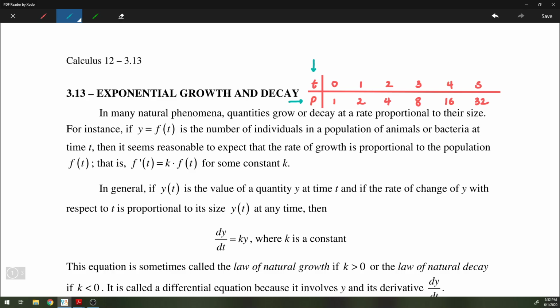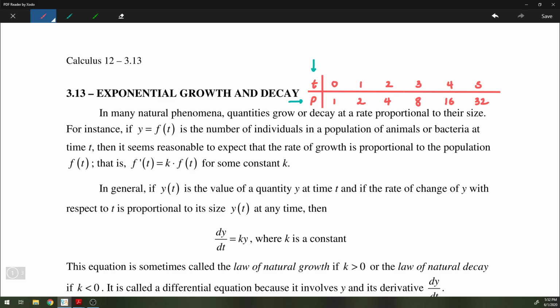So if that's the case, it is then reasonable to expect that the rate of growth is proportional to the population, and that is f prime of t. So if your growth rate, instead of p, you call it a function f, then f prime of t, which is the growth rate, is equal to k times f of t for some constant k. Okay, so if that is the case, then we can rewrite it as dy dt is equal to ky, once again, where k is some constant.